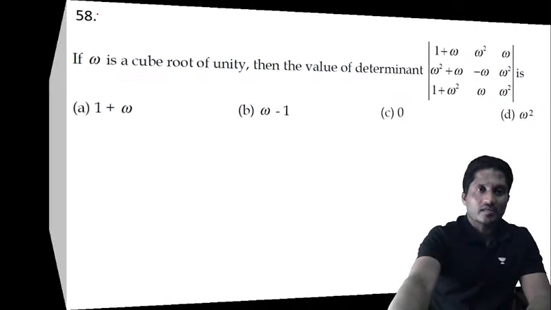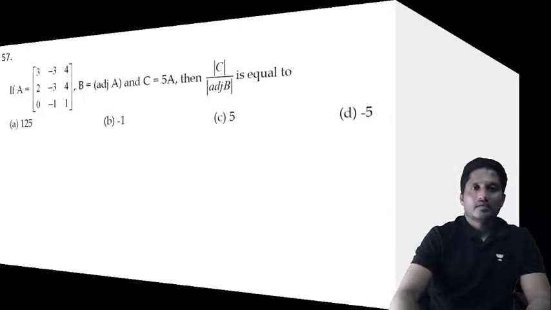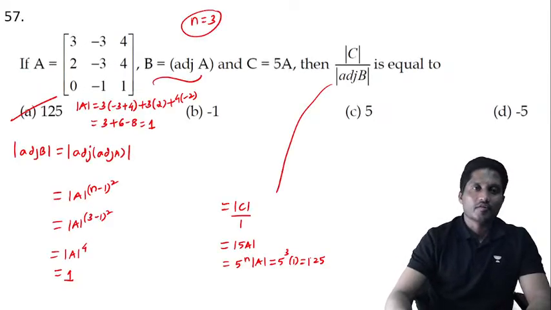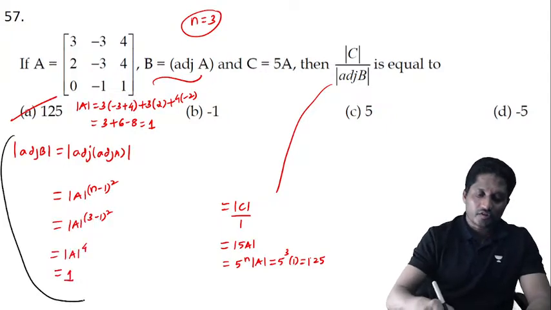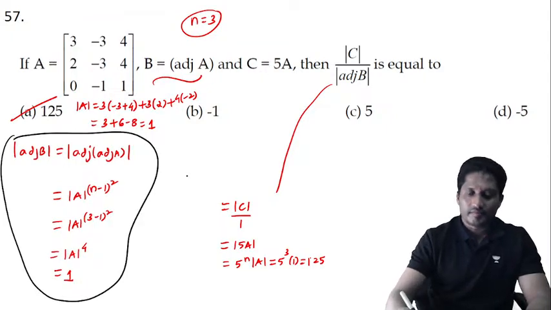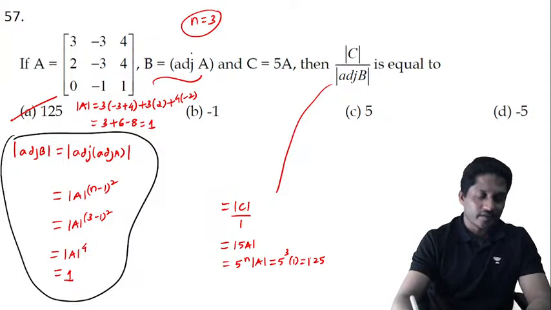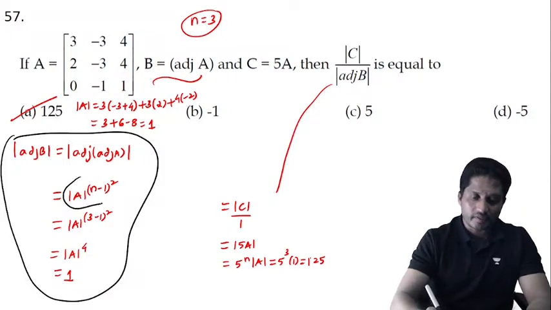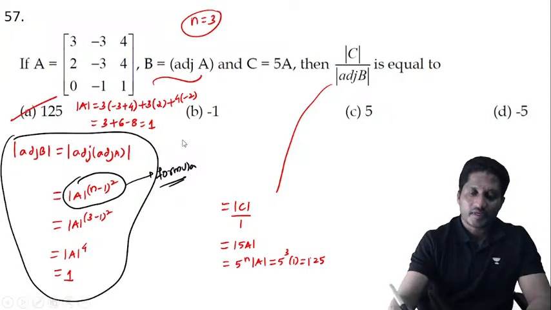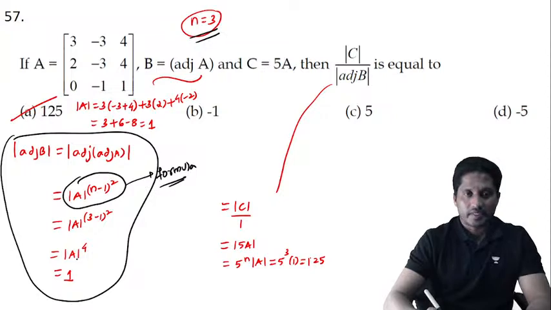What's the doubt, Sagar? Sagar, you find out determinant of adjoint of B. Adjoint of B is already given, adjoint of A. Determinant of adjoint A is determinant A power n minus 1, the whole square. This is the formula. N stands for order of the matrix. Order of the matrix is 3. So that's why determinant A power 3 minus 1, the whole square.